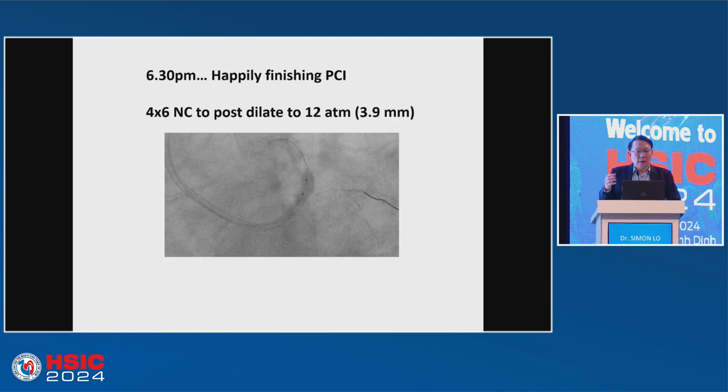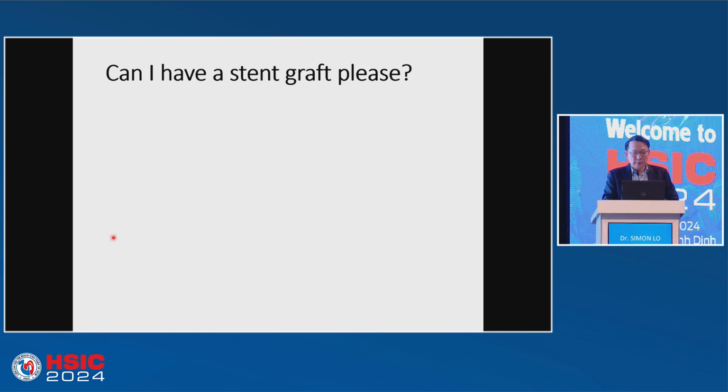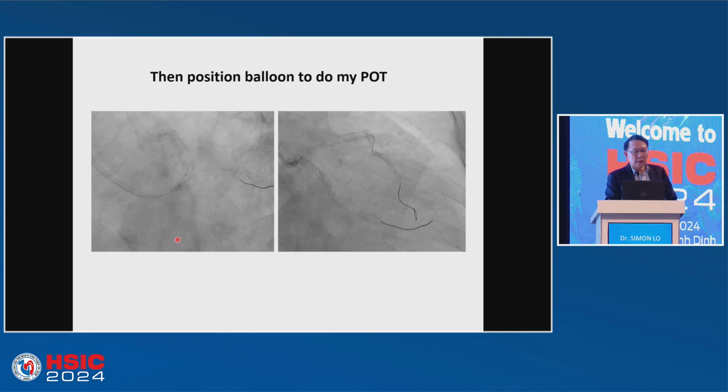So I put a 4.4 times 6 NC balloon to post-dilate the osteo-LAD. I didn't go up to high pressure. I just went up to 12 atmosphere. In the chart, it says 3.9 millimeters. After that, I need to go and do a POT inside the left main stem. And what happened to the POT? Oh, let me see. Can you help me to run these angiograms?